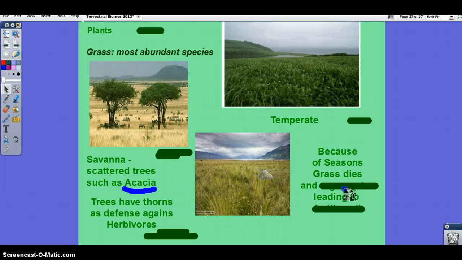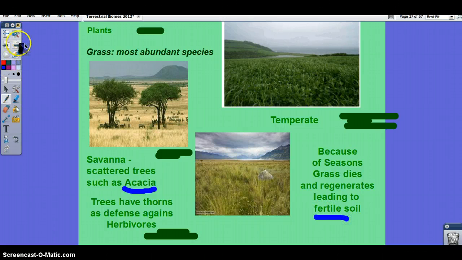Because there are seasons in the temperate grassland, you're going to have grasses dying, and then the soil will regenerate. So the soil is primarily fertile soil, and that's why we use it to grow crops.